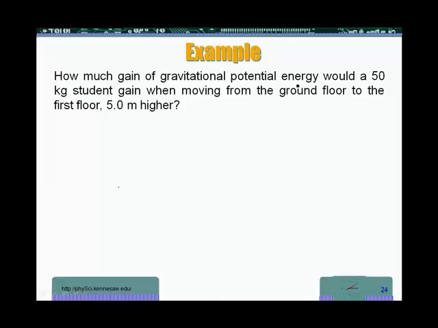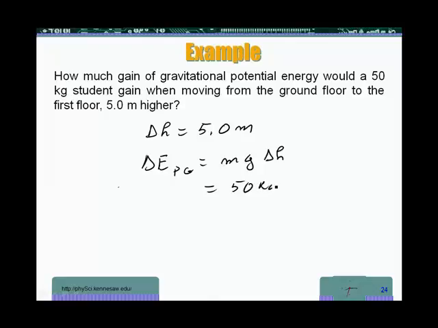Now, in this case, what do we have? We had a change in height of 5 meters. So the change in gravitational potential energy is going to be just mg times the change in height. So in here, we have m 50 kilograms, g 10 meters per second squared, and then change in height is 5 meters. So 50 times 10, 500. 500 times 5, that will give us 2500 joules.